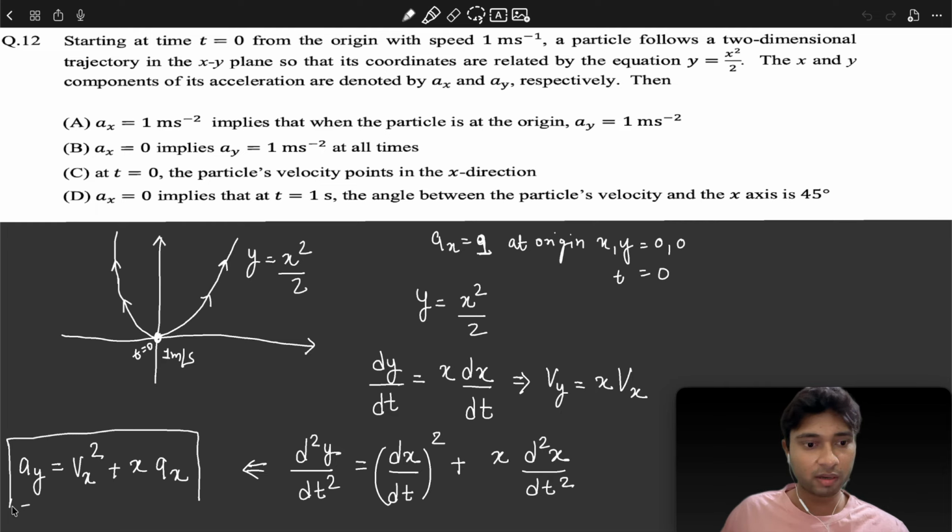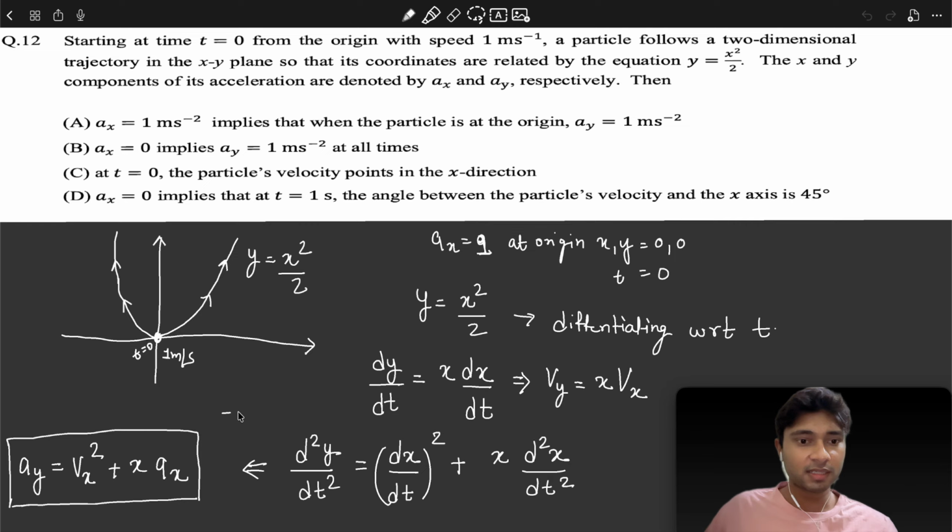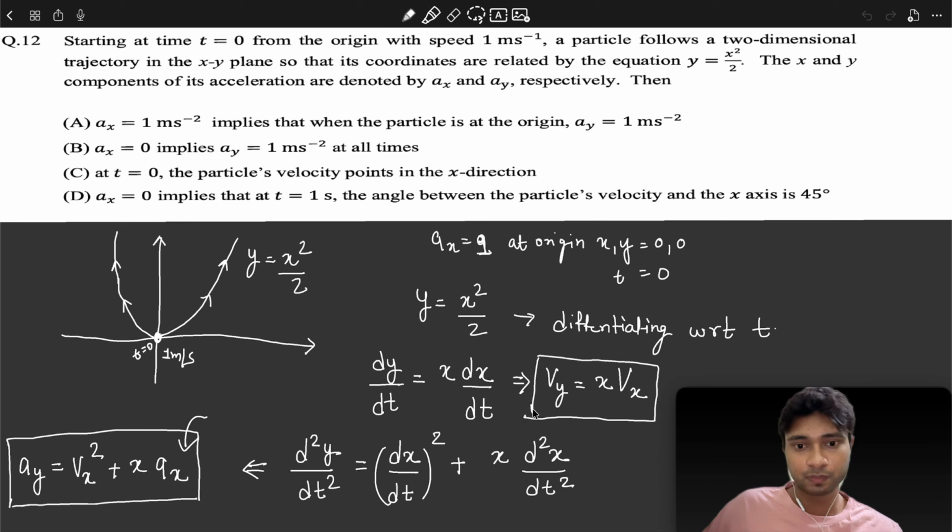How did we get here? We have just differentiated the trajectory with respect to time. I am writing here: differentiating with respect to time. So this is one equation, one relation which we are getting. Another one was this, and this was double differentiation.